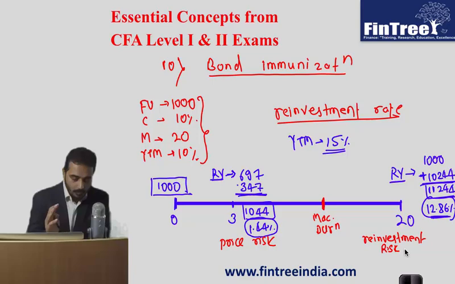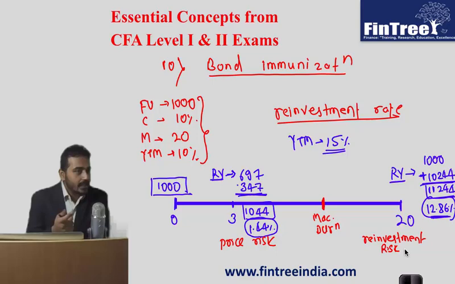Then how to calculate duration. Do you remember the formula? (V minus minus V plus) divided by (2 into V0 into delta Y). And Macaulay's duration is equal to modified duration into (1 plus YTM). Then convexity captures the curvature effect: (V minus plus V plus minus 2V0) divided by (V0 into delta Y square). Then PVBP, the change in the value of a bond for a change of 1 basis point in the yield.